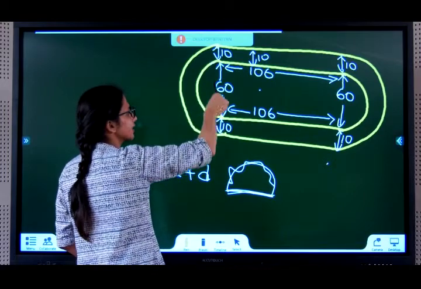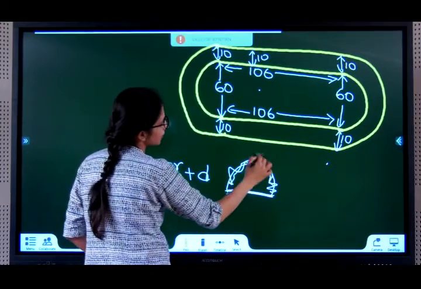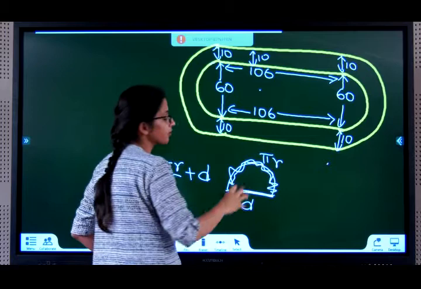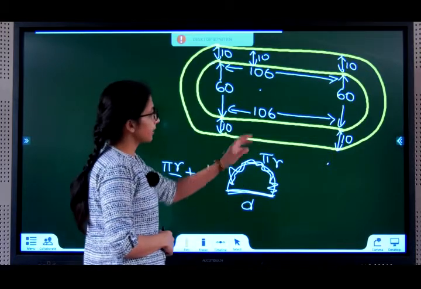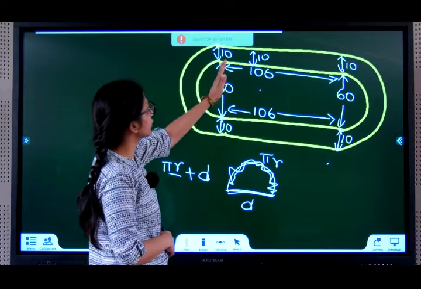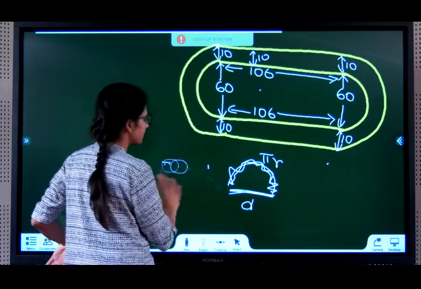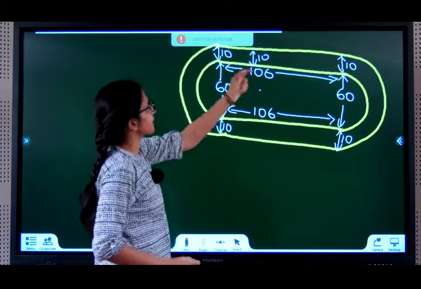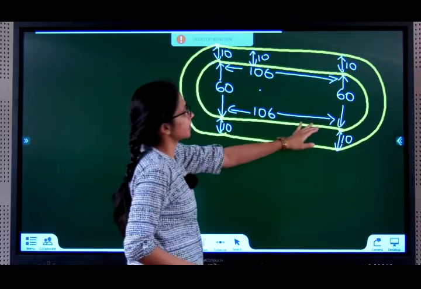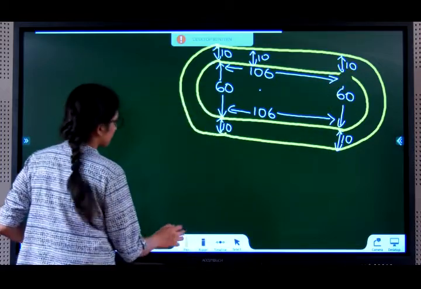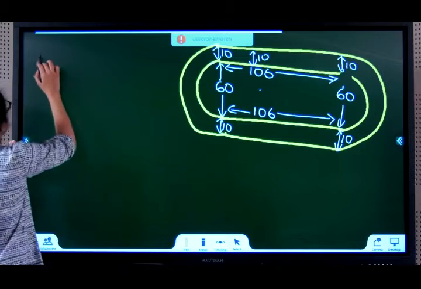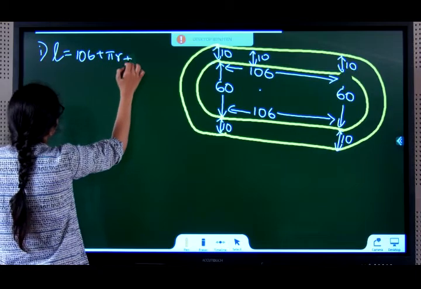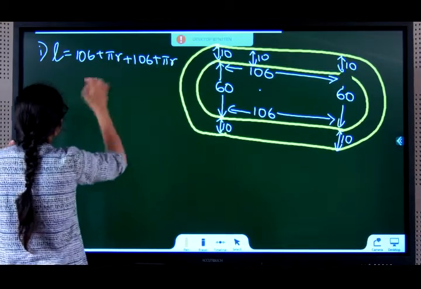The track has only the curved part. Only the curved part is just pi r. This is d. Perimeter of regular semicircle, pi r plus d. But here we will not include d because this is not included as a part of the track. Just pi r. So what happens here? 106 plus pi r plus 106 plus pi r. Agreed? Yes. So we can therefore write length is equal to 106 plus pi r plus 106 plus pi r.